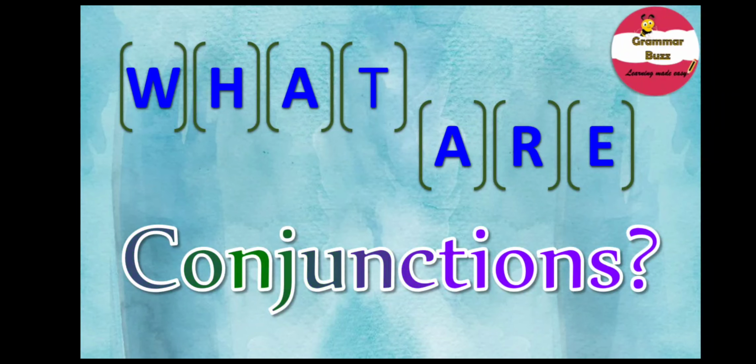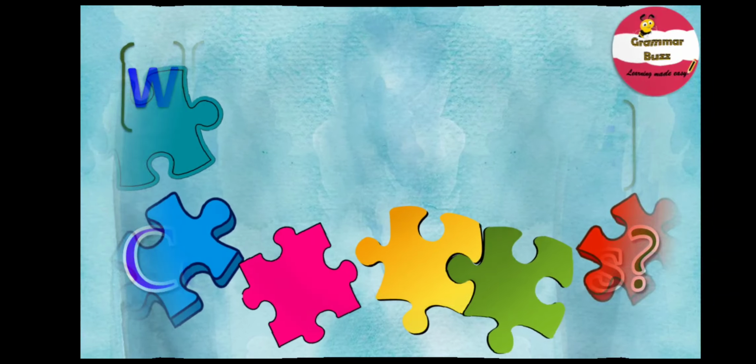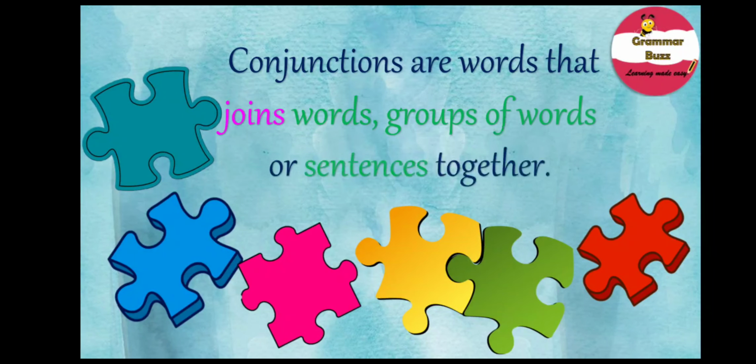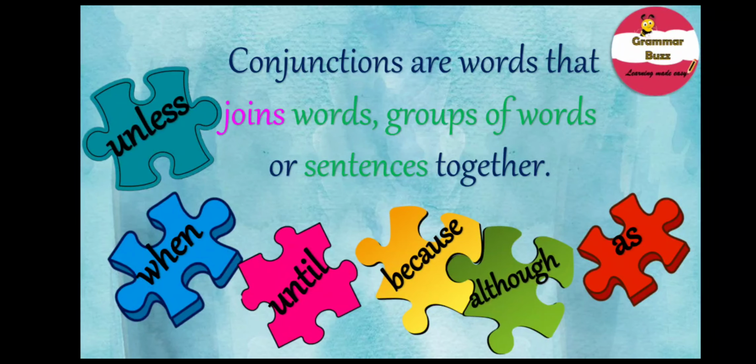Okay. So before we get on to the main part of the lesson, let us quickly revise what conjunctions are. Do you remember what they are? Surely you do. So let's find out. Well, conjunctions are words that join words, groups of words or sentences together. Examples of a few of these conjunctions are unless, when, until, because, although or as.